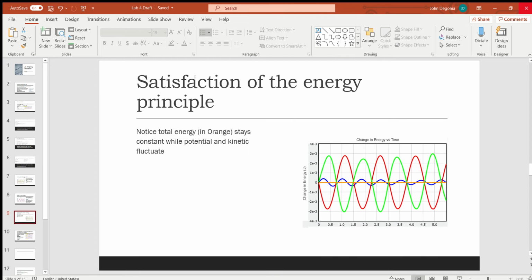And then satisfaction of the energy principle. So our system is that of a closed system. It's got the spring, the weight, and the earth, and there's no energy being added to it or taken away from it during the oscillation. So that's why we have our total energy staying constant the entire time. And you can see, even though spring energy is not always the same, for example, in this second oscillation, it's a little lower, but that's just because in this particular instance, some of that energy is dedicated to kinetic energy.